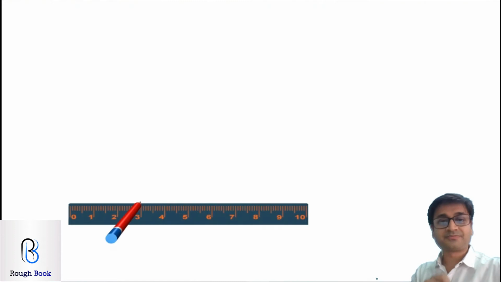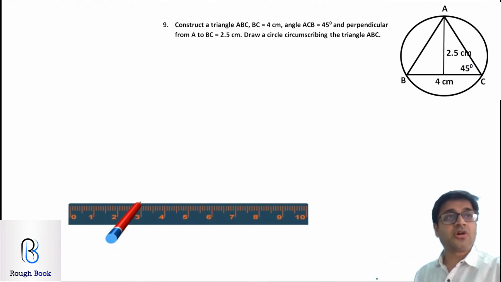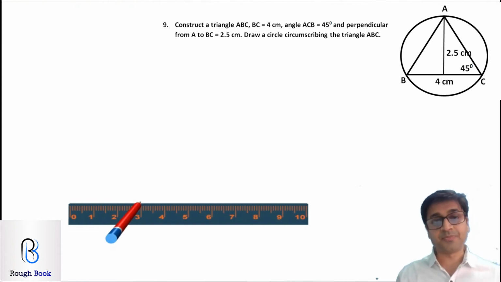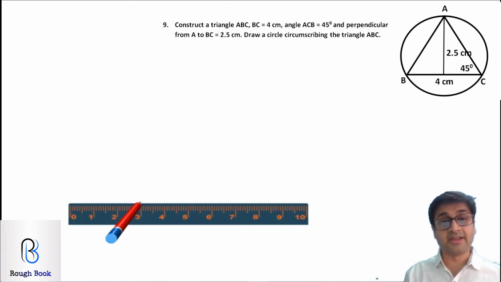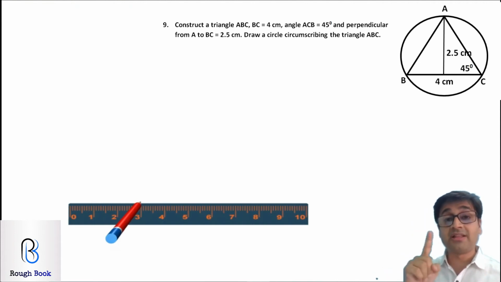Pause it. Alright. Can you see the rough diagram right on top over there? It says draw a triangle ABC with BC as 4, angle ACB 45 and the perpendicular from A onto BC is 2.5. So they have given you the height of the triangle and what you need to do is draw a circumcircle right at the end. So let us first construct the triangle. But this height thing, how to draw it? We have done this in standard 9.